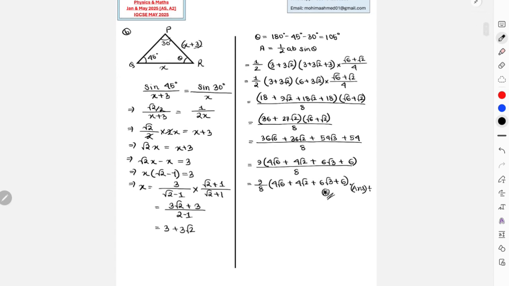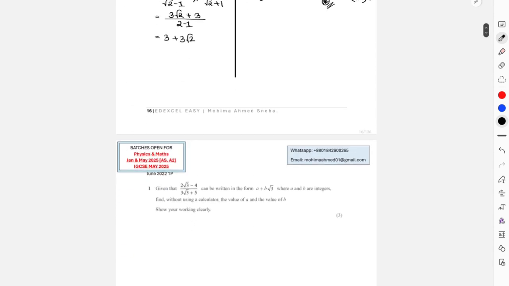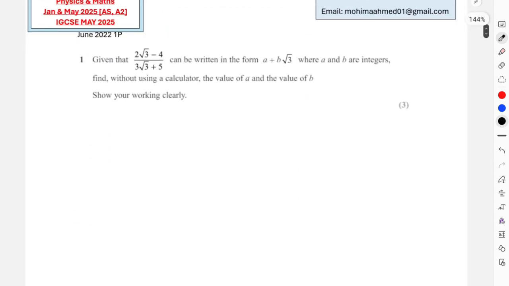Okay, so this is it. We are going to move on to the next maths. I hope it was clear for all of you. Over here, again similar format. This portion can be written in the format of a plus b root 3.